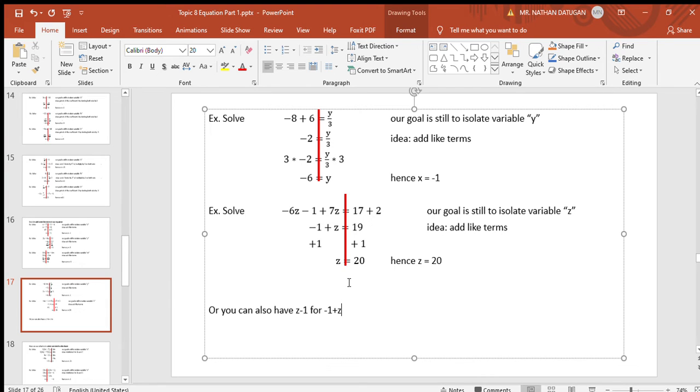Either way is okay, because now, what do we do? We undo -1 by adding 1. So we add 1 on the left side, so we add 1 on the right side. -1 plus z plus 1 is z. 19 plus 1 is 20.